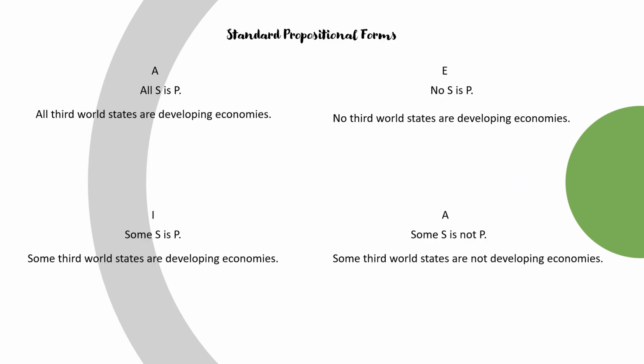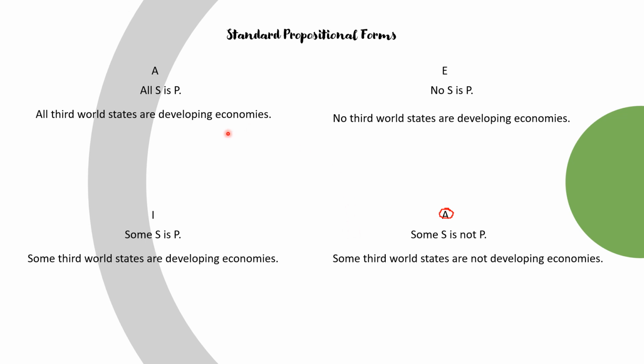Moving on, we can now see how they are properly situated. We have the standard propositional forms here above, and we have A, I, E, and oh no, this is not A. This is supposedly the O proposition. Error. Anyway, we have the universal affirmative proposition that says all S is P, the universal negative proposition that says no S is P, the particular affirmative, some S is P, and some S is not P.